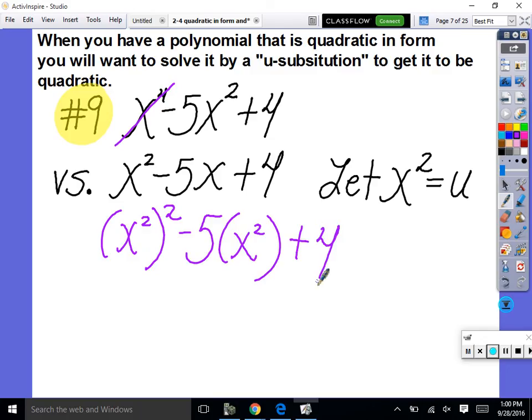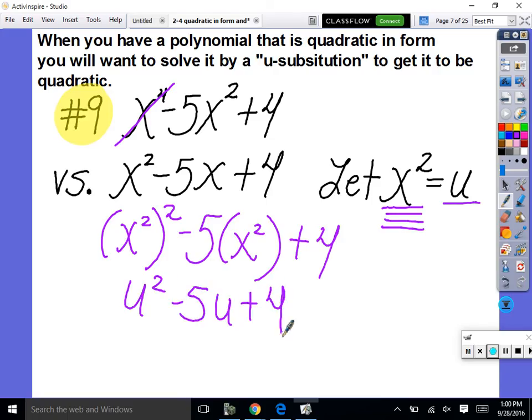Now look, we have an x squared and an x squared. We're rewriting, instead of an x squared, we're putting in u. Wherever there's an x squared, I'm replacing it with u. Does everybody see what I'm saying? So this is going to become u squared minus 5 times u plus 4. Now look at it. Isn't it quadratic? No? And now we know how to solve a quadratic. We solve a quadratic by factoring if possible. Does everybody see how I made the u substitution before I continue to solve it?